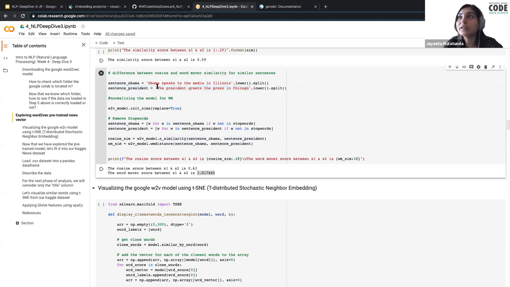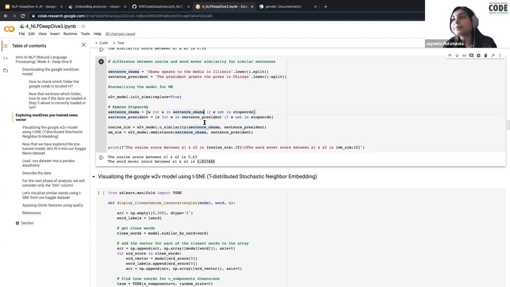If you have another sentence here, say, I love oranges or something like that, then you would see that the score has moved much farther away from 0.1, which means that it's not similar. So it helps in those terms.